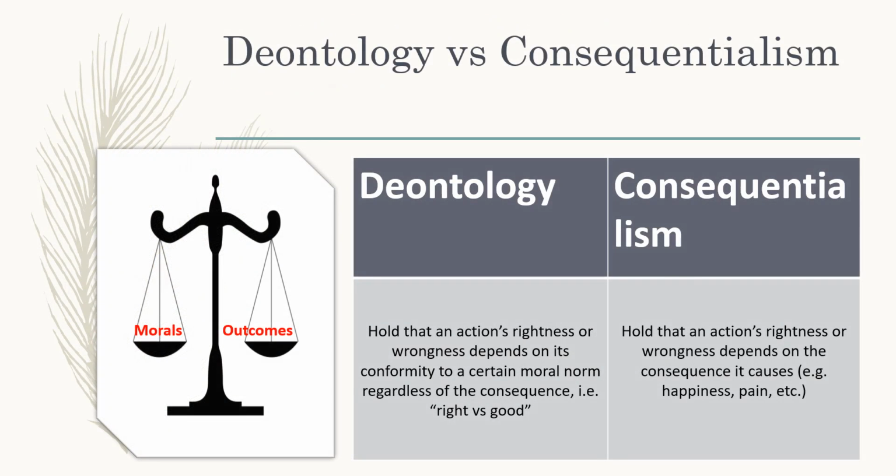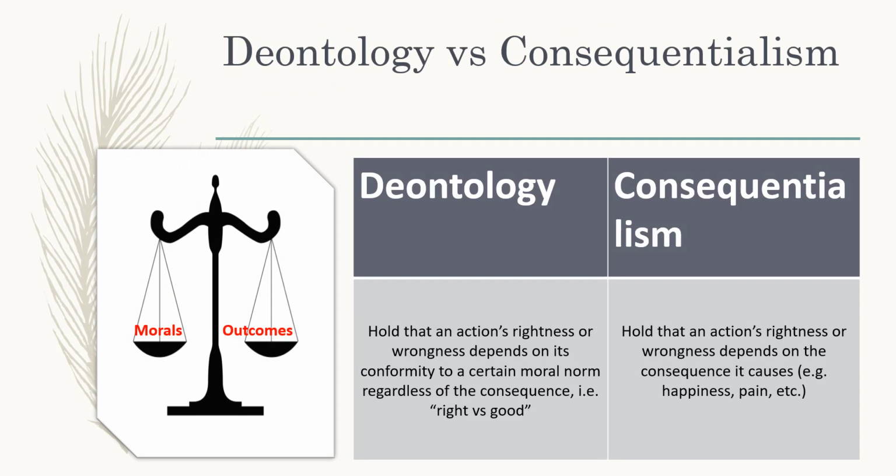Deontology holds that an action's rightness or wrongness depends on its conformity to a certain moral norm, regardless of the consequence. That is, right versus good. Whereas consequentialism holds that an action's rightness or wrongness depends on the consequence it causes, for example, happiness, pain, etc. So one focuses on morals and the other focuses on the consequences.